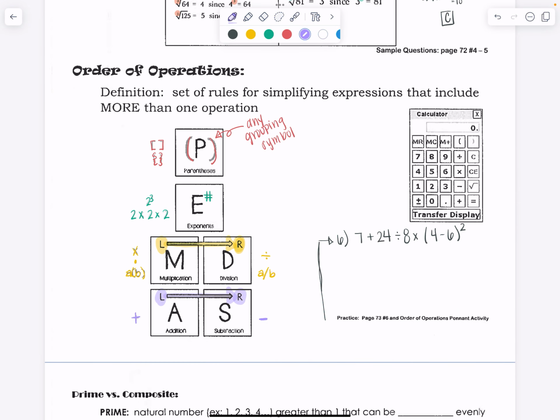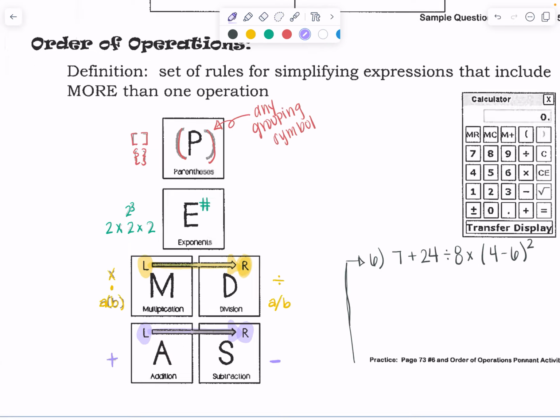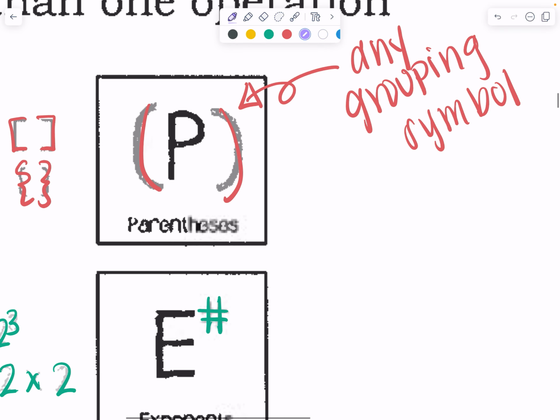Alright, so in this video we're going to look at order of operations. The order of operations are just that, how we simplify expressions, the order in which we do operations. So the first one with this, it says P for PEMDAS.